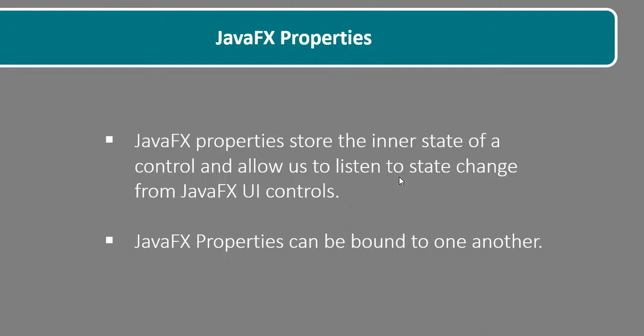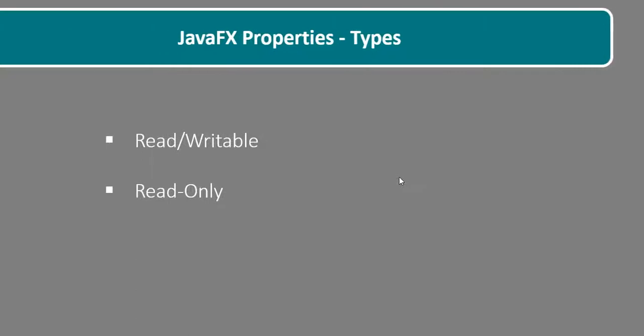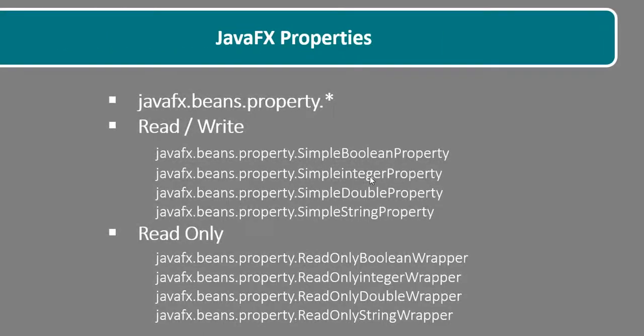There are two types of JavaFX property. We have read or writable, and we also have the read-only property type. JavaFX properties hold actual values and provide change support, invalidation support, and binding capabilities. All the JavaFX property classes are located in the javafx.beans.property package.